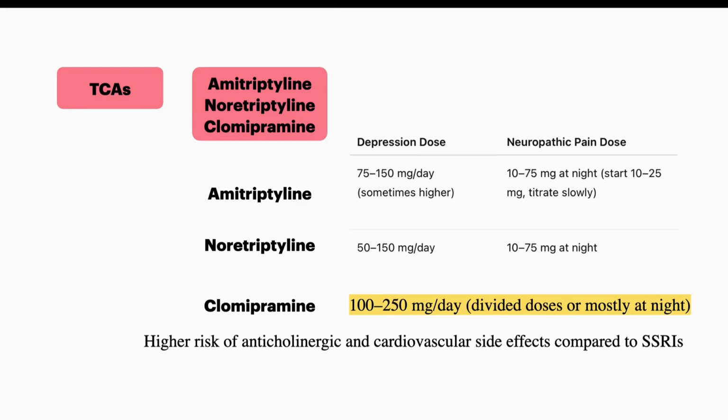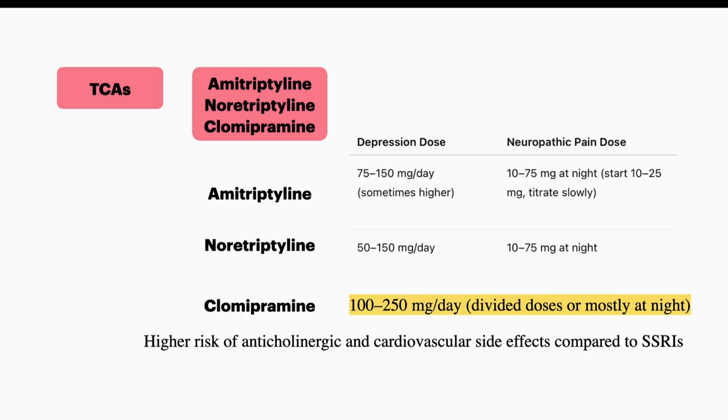Now we have the TCAs, and in these we have amitriptyline, nortriptyline, and clomipramine. Okay. Again, amitriptyline and nortriptyline are also used for neuropathic pain, not clomipramine. This is not a medication that we use for neuropathic pain.